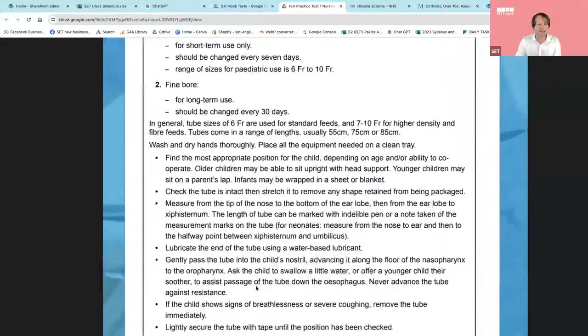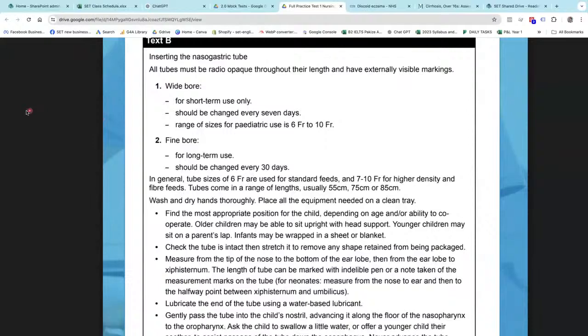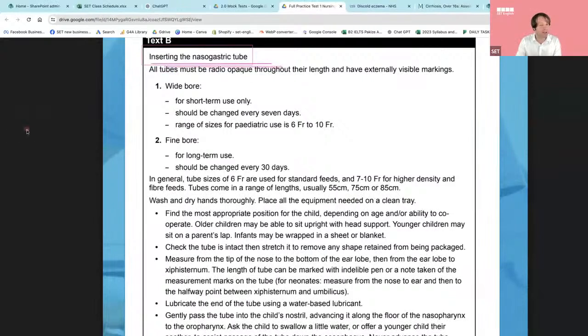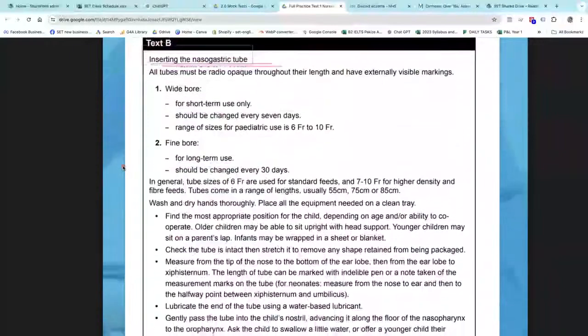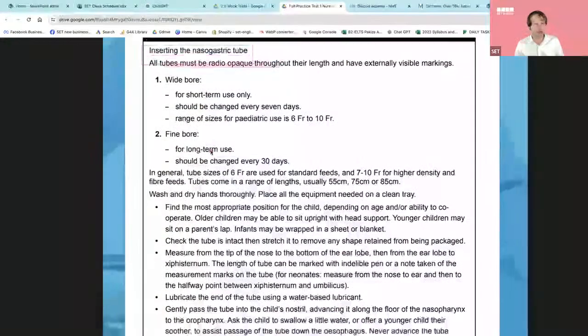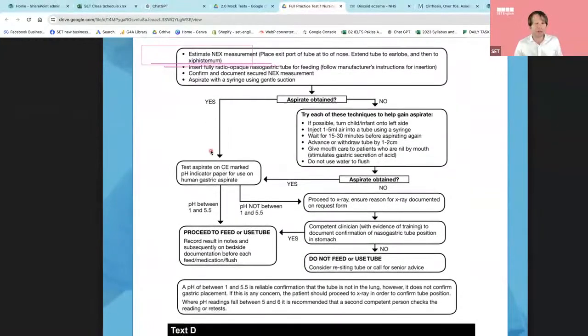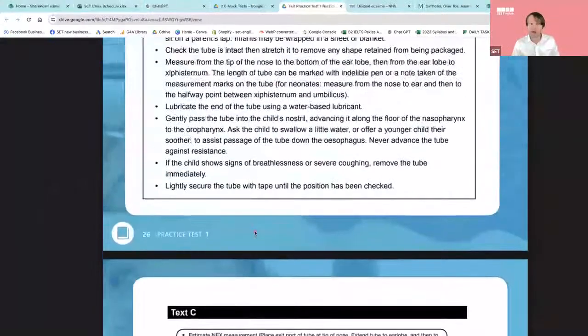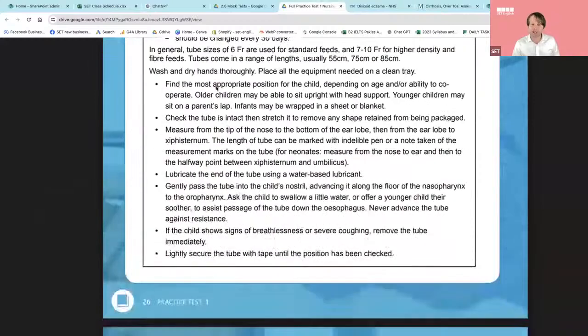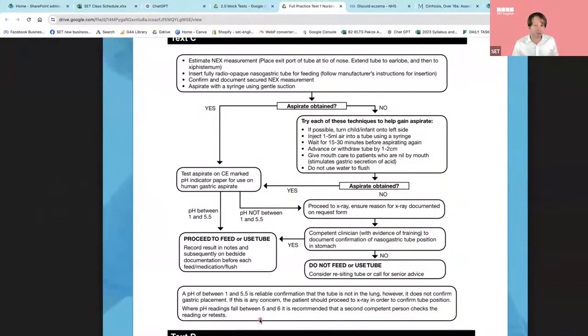Is there a heading here? No. Inserting a nasogastric tube. So what's my main idea? It's a procedure. So the main idea is inserting the tube. But sometimes you have this. Do we have a heading? No. So in that case, it's more difficult. Spend more time. This one, 10 seconds. This one, maybe 20 or 30 seconds.